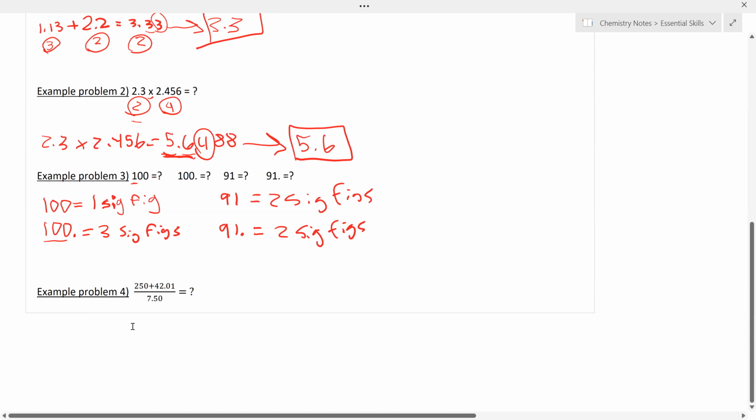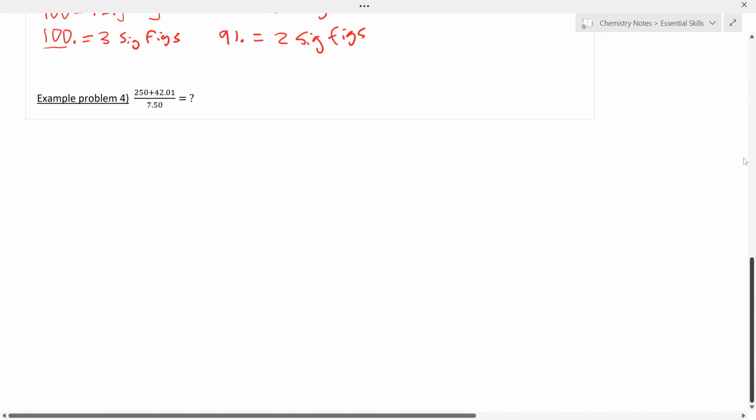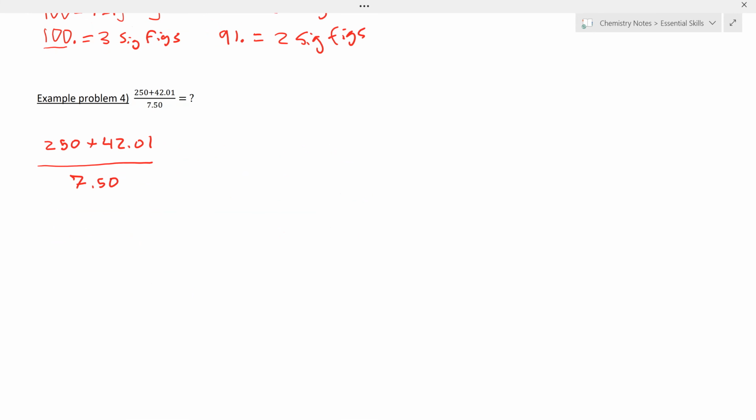So with this example problem, we're going to go into complex equations, because things can be a little different. I'm going to give myself some more space here. So let's rewrite this. You have 250 plus 42.01, and then 7.50 on the bottom. An important thing to identify is that we have 2 different rules that apply, because you have the addition on the top, and then you have the division. Because of PEMDAS, we'll be solving the top part first.